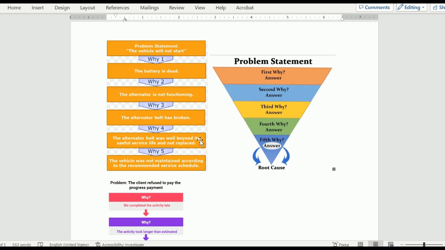That means something was not replaced within the stipulated time. That's why it's not working. So if you see the final why, the vehicle was not maintained properly. So this is the cause of the issue.